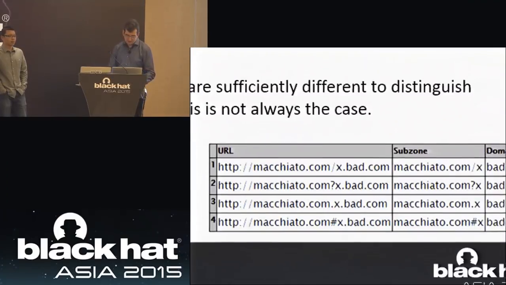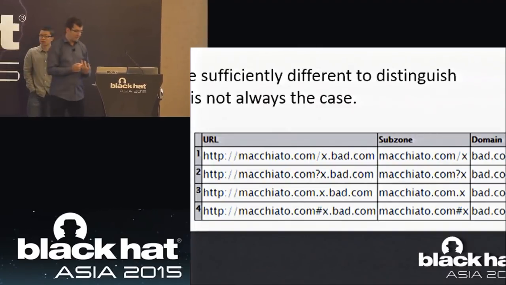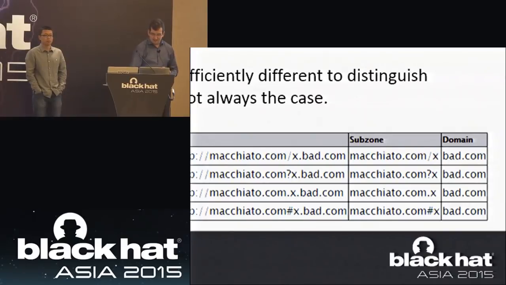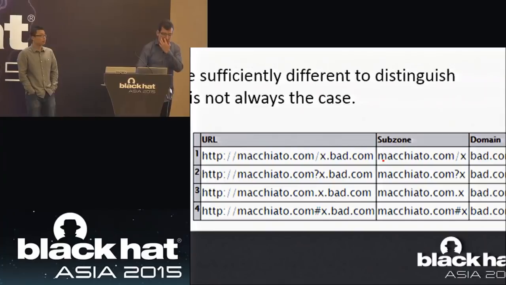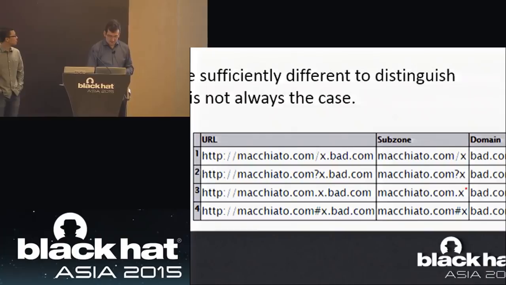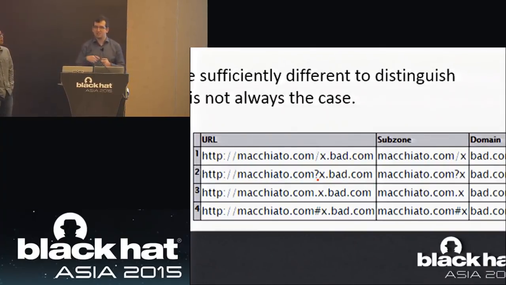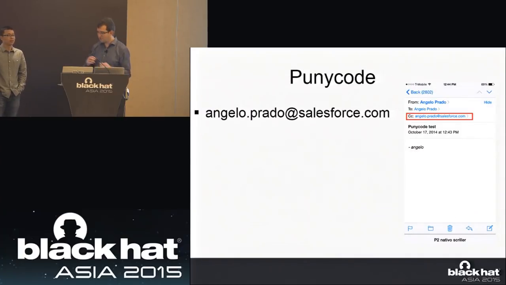But I'll give you an example. If you're looking at this URL over here, you can see that the domain here is bat.com. What's happening is this dot is not a real dot; it's a Unicode dot. In this case, the question mark is a Unicode representation of a question mark, but it's not the actual question mark. So the domain that would actually load would be over here. You can see there are a number of ways you can fool the user with Punycode. But luckily, browsers will protect against it in a way.